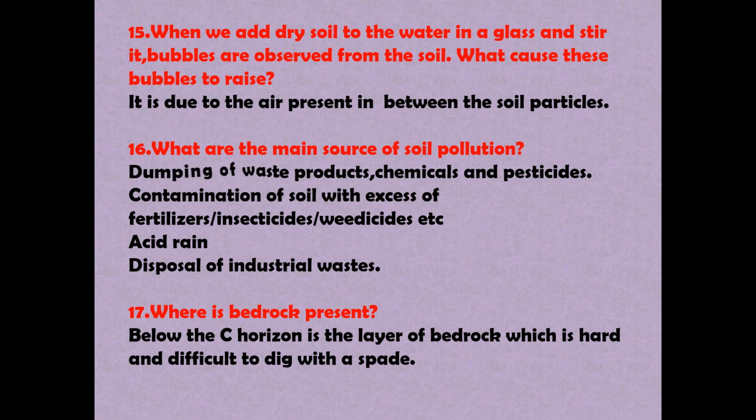Next question. What are the main sources of soil pollution? Dumping of waste products, chemicals and pesticides, contamination of soil with excess fertilizers, insecticides, weedicides, etc. Acid rain is another cause. Disposal of industrial waste. Where is bedrock present? Below the C horizon is a layer of bedrock which is hard and difficult to dig with a spade.